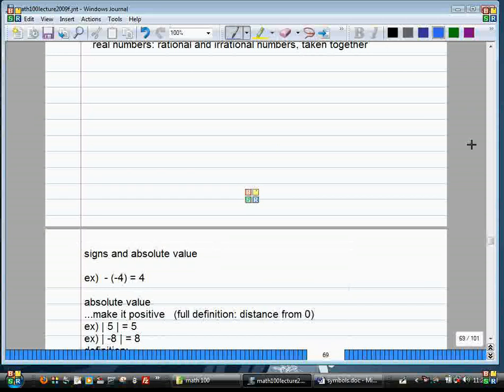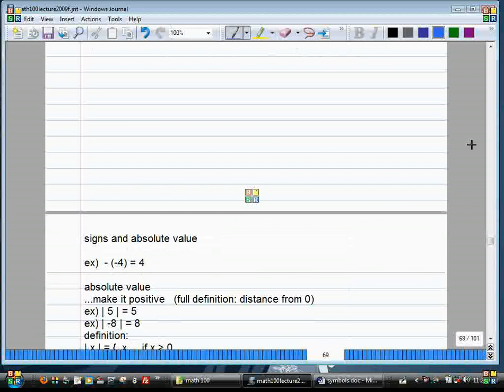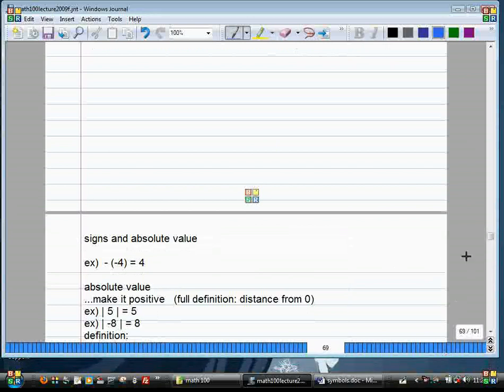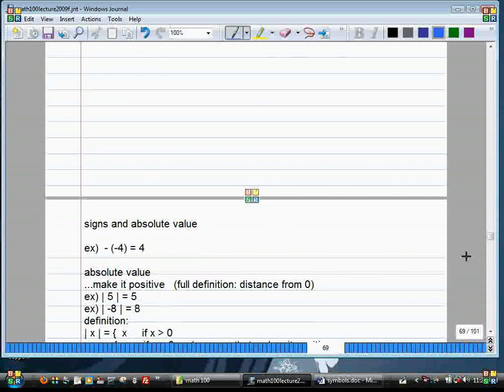What we're going to do right now is look at the actual definition of absolute value as a function. I'm sure you've seen this before. So, what's the absolute value of a positive number? It's just the number itself. So the absolute value of x is just x as long as x is positive, or 0.